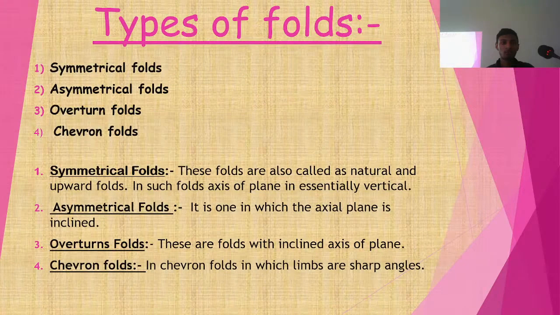Types of faults: symmetrical faults, asymmetrical faults, overturn faults, chevron faults. Symmetrical faults are also called lateral and upward faults. In such faults, the axial plane is essentially vertical. Asymmetrical faults are ones in which the axial plane is inclined. Overturn faults are those with an inclined axial plane. Chevron faults are those in which the limbs are at angles.